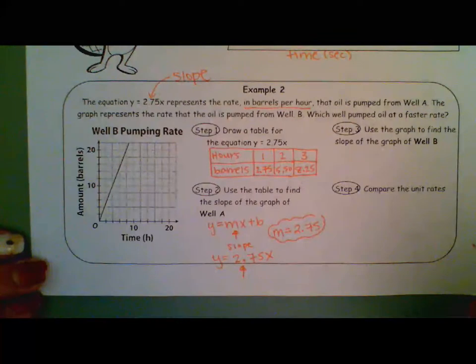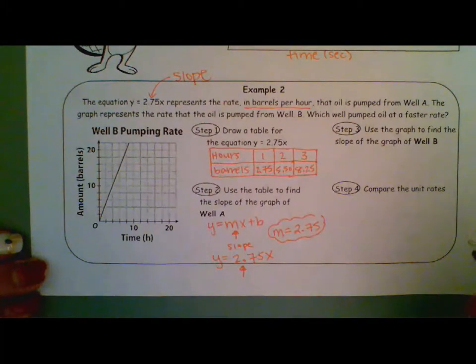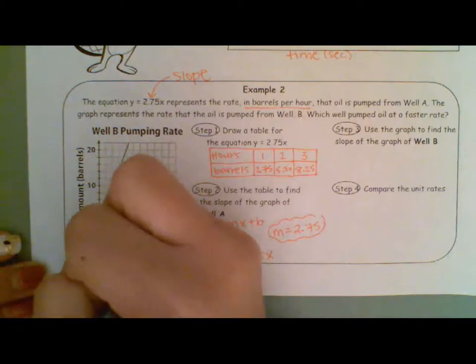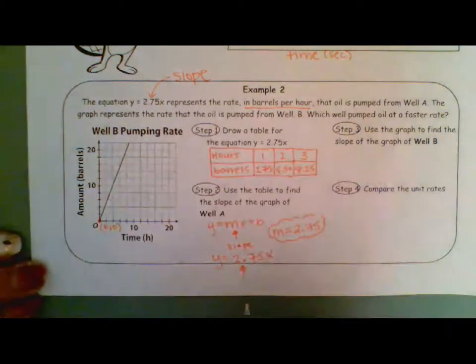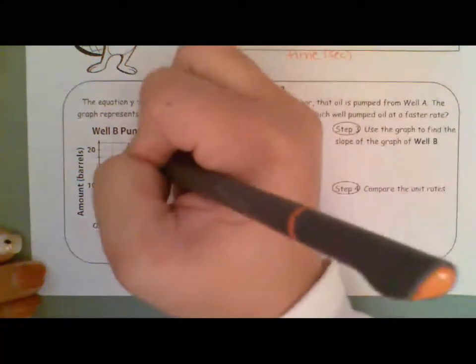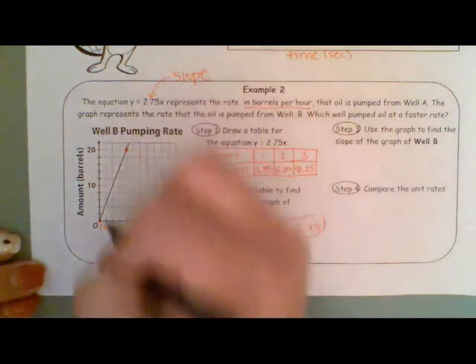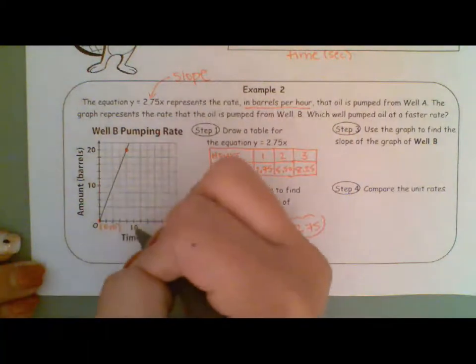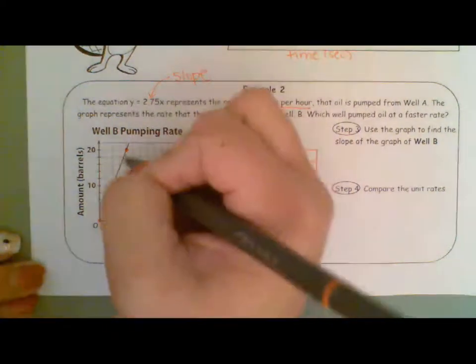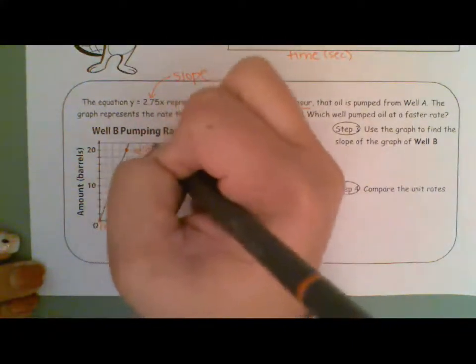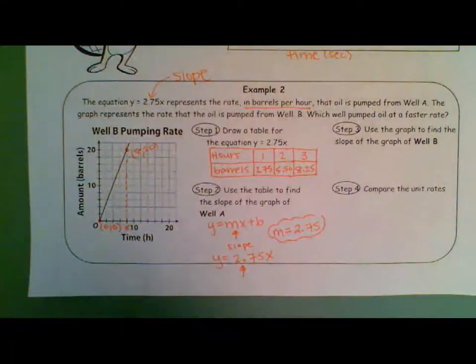Step 3, use the graph to find the slope of well B. Well, we have to choose 2 nice points on the graph. So I'm going to use 0, 0. And I'm also going to use, let's see, I'm going to use this one just because it looks nice. So that is, let's see, 2, 4, 6, 8, 10. So they're going by 2s on the bottom. So let's go down. It's right there. So that's an 8. So this is 8, 20 at this point. 8, 20 is the one we're going to use.